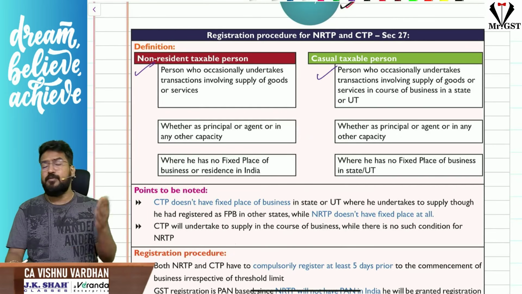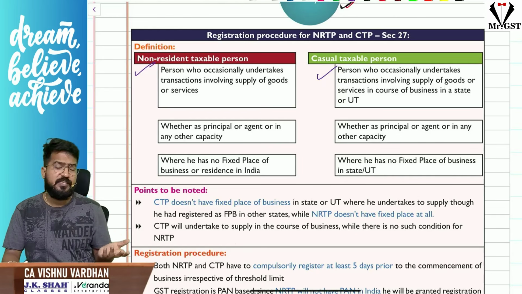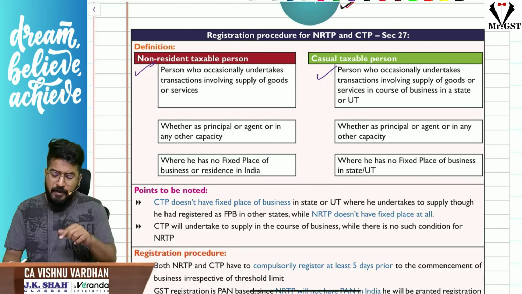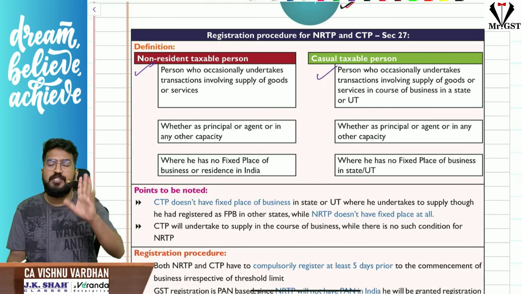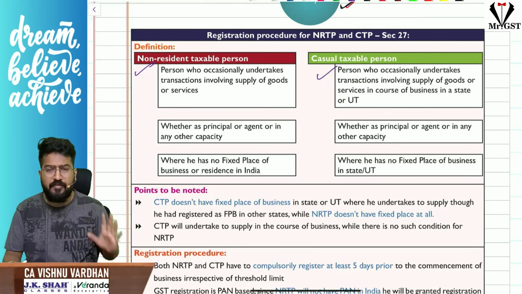A non-resident taxable person means someone who doesn't have any fixed place of business or fixed place of residence anywhere in India. Coming to CTPs, a CTP is a person who doesn't have any fixed place of business in the state from which he is making the supply. So CTP and NRTP, we already have the idea.